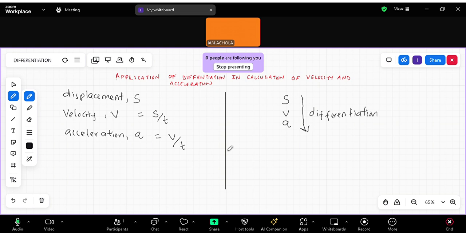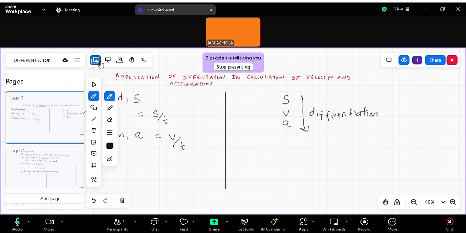Now, having the displacement function, we obtain the velocity function by differentiating the displacement function. We have the velocity function now. To obtain an acceleration function, we differentiate the velocity function. So the displacement, velocity, and acceleration is always arranged in this order. Now, let us do examples of questions involving the application of differentiation in calculation of velocity and acceleration.